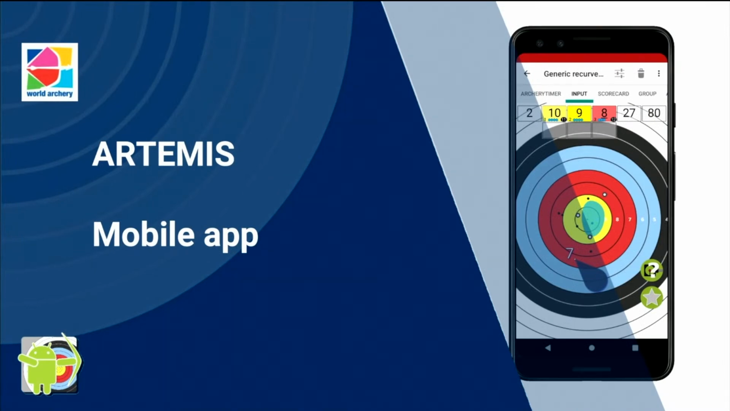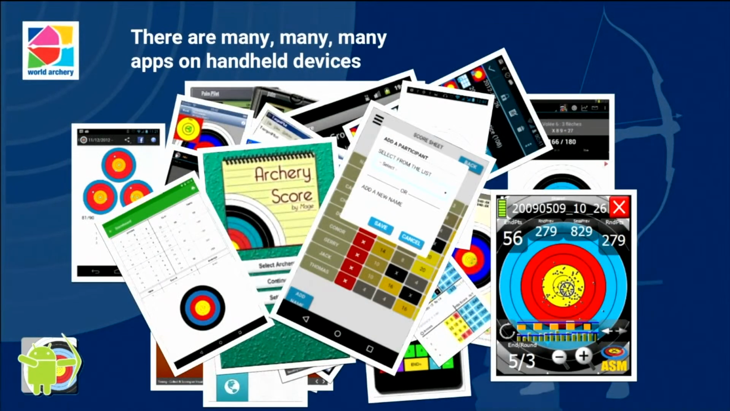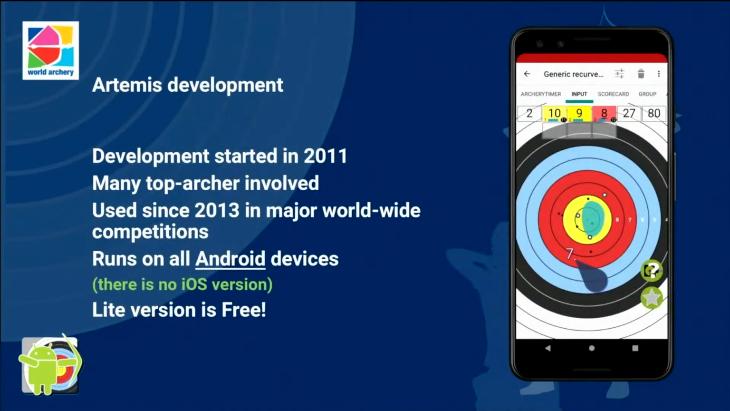Artemis is a mobile app, so it runs on mobile devices. There are many different apps that run on mobile devices that can keep track of score and also keep track of plotting, but there are not that many that can also do the analysis and also the sharing of data that Artemis can. Its development started in 2011, and many top archers, recurve archers, compound archers, and also coaches have been involved in its development.